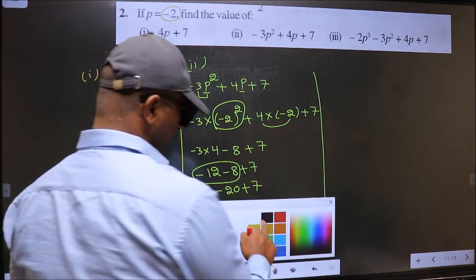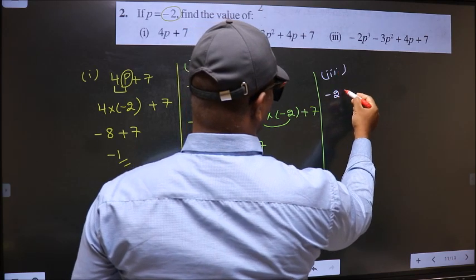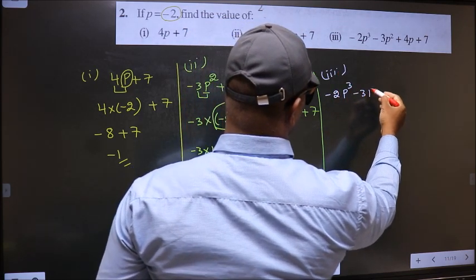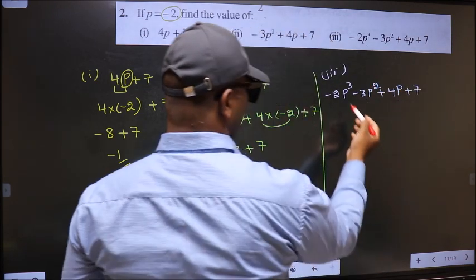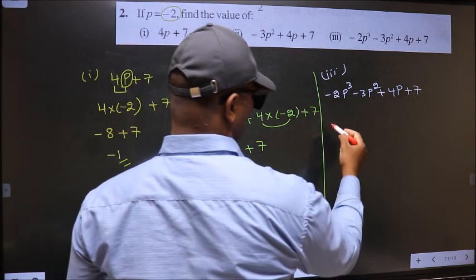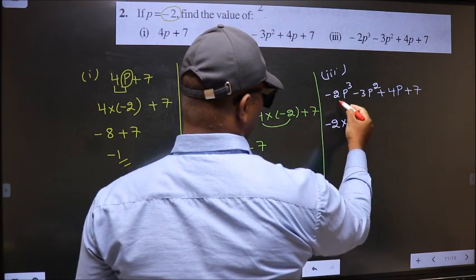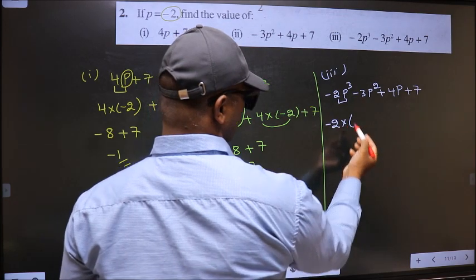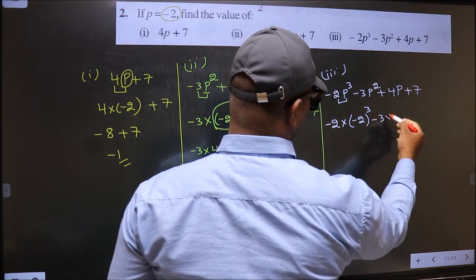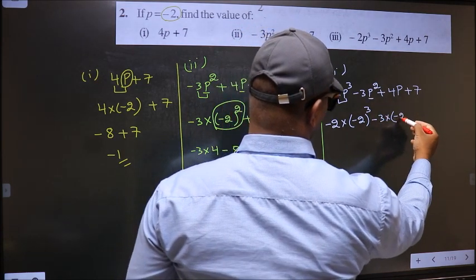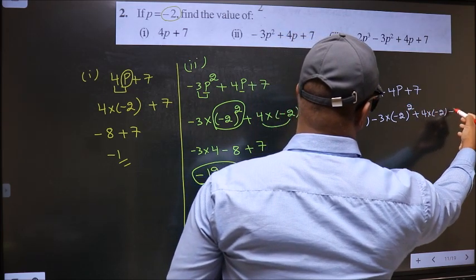Next, third bit minus 2p cube minus 3p square plus 4p plus 7. In place of p we should put minus 2. So minus 2 into, in between these two it is into, so I kept into, and in place of p minus 2 whole cube minus 3 into, in place of p minus 2 whole square plus 4 into minus 2 plus 7.